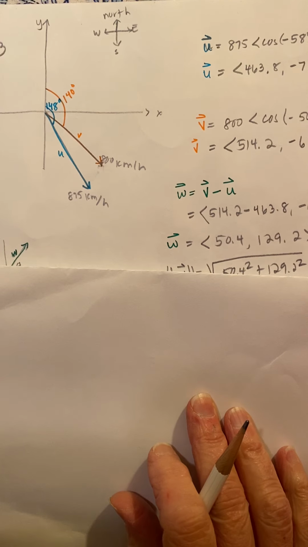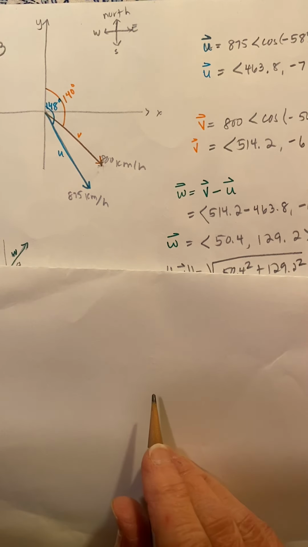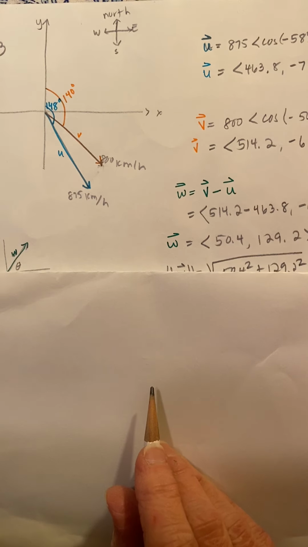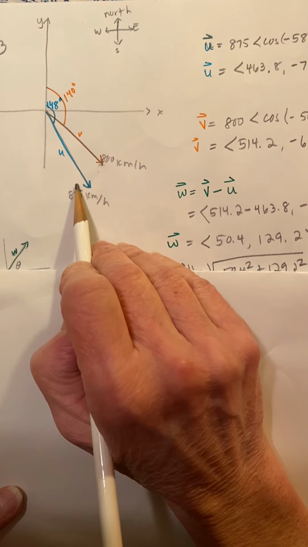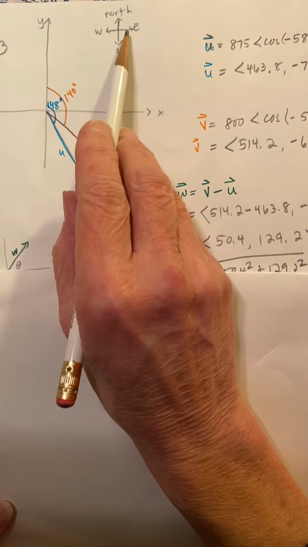This is a video to explain number 93 on your homework. The question was about an air navigation problem. It said there was a plane flying using air navigation bearings. It was at 148 degrees with an airspeed of 875 kilometers per hour. That's this blue vector. So don't forget that in air navigation, you're always measuring off of north.